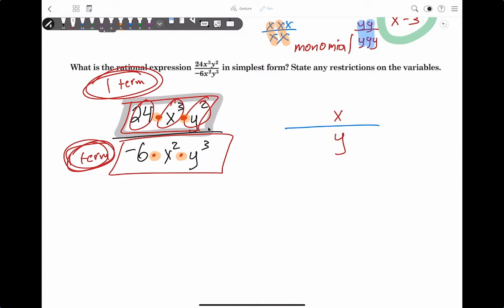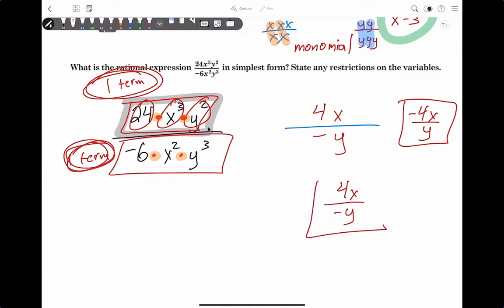Okay, so now we're going to look at 24 and 6. So how does 24 and 6 reduce? Well, I can divide 24 by 6 and get 4. And then I can divide the 6 on the bottom by 6 itself so that I get a -1. So my answer becomes -4x over y, fully reduced. Or you could just put 4x over -y. It means the same thing. Okay? Or because it's one term, if you want to put a negative and then this entire fraction, it can be drawn like this.